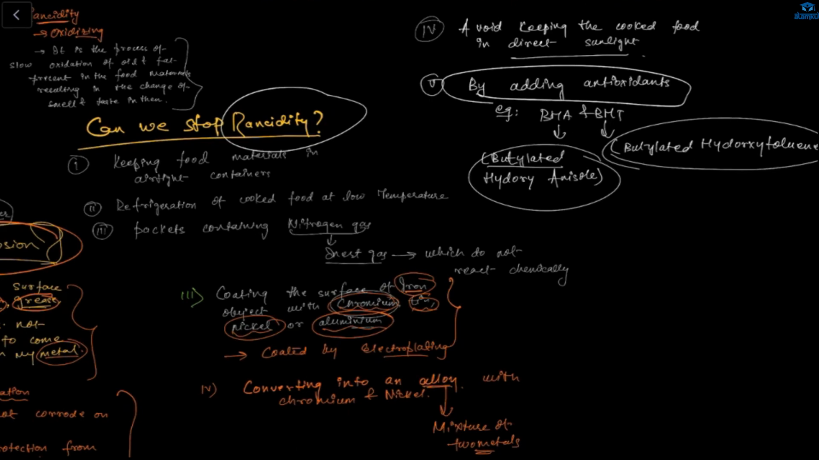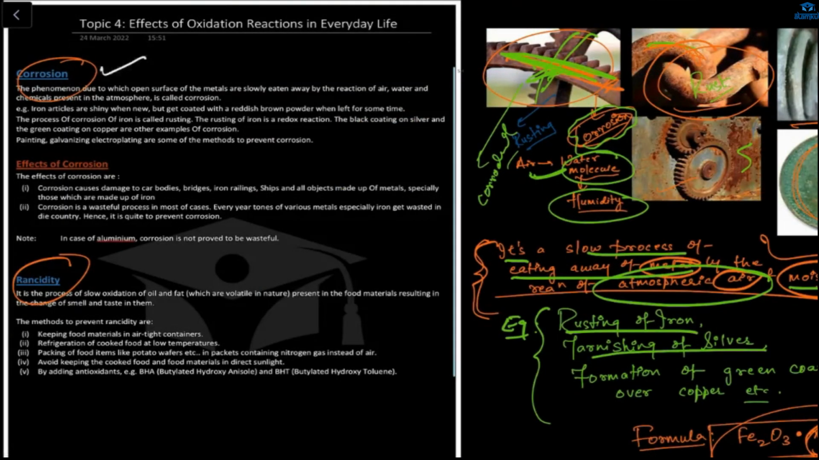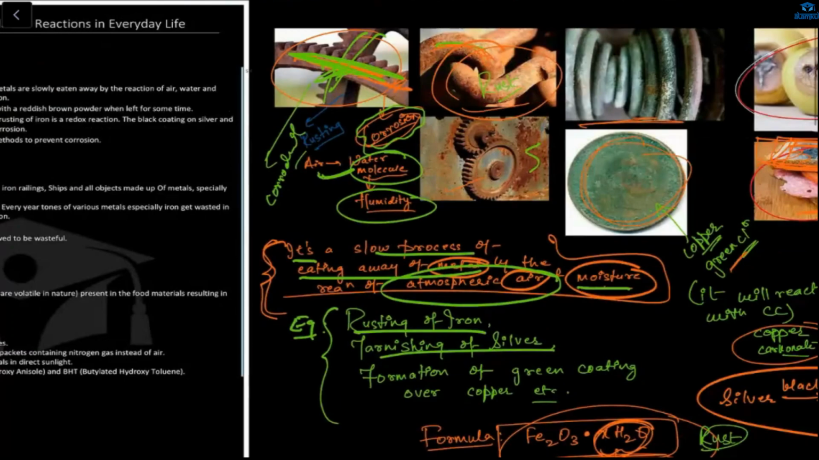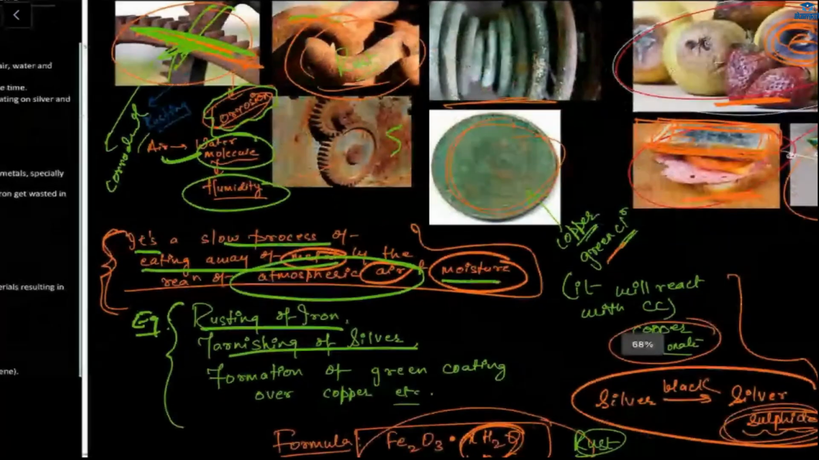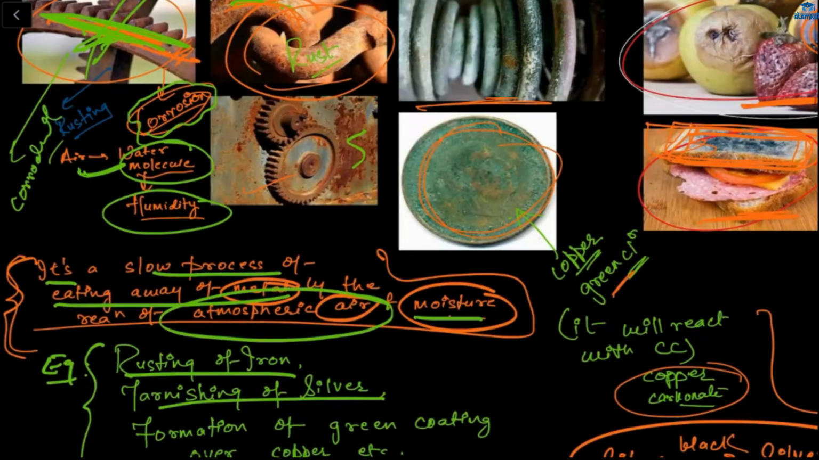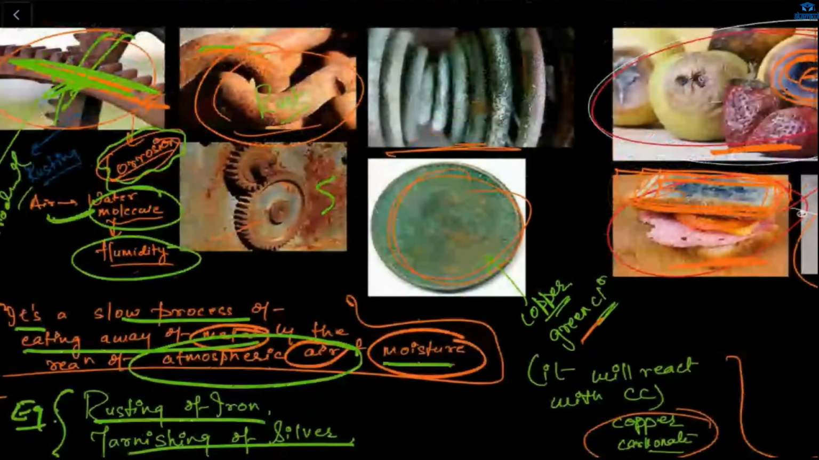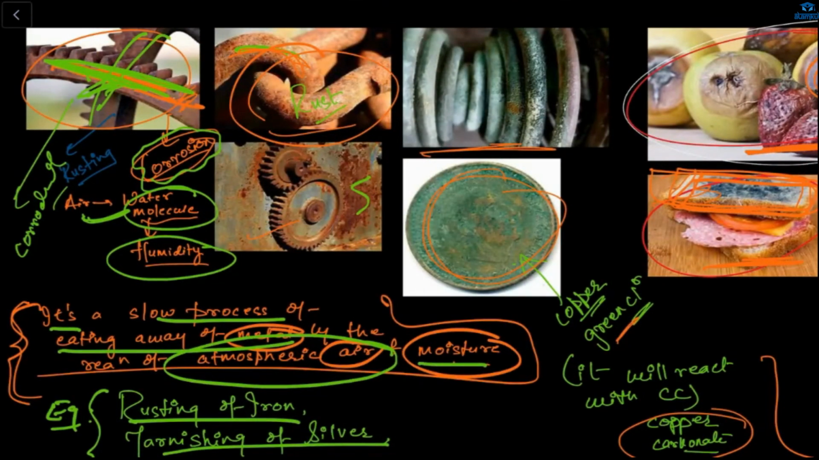So this is the remaining topic of the first chapter, corrosion and rancidity, and my first chapter is completed. Next class I'll start with acids, bases, and salts. So you understood this. Can anyone explain what is corrosion and what is rancidity? Come on, anybody. Shazan, Rushil, Rudronian.